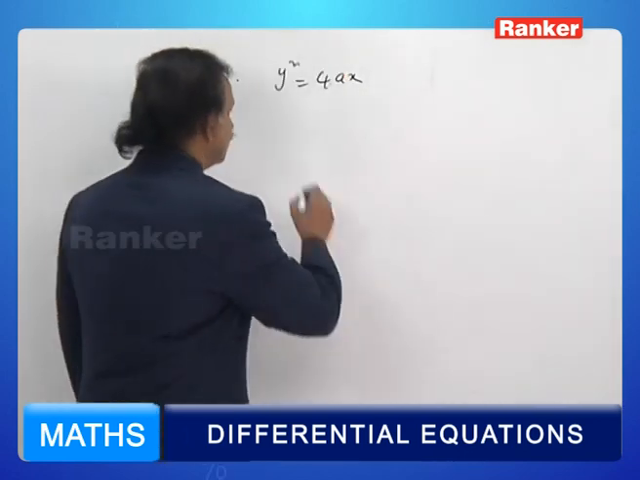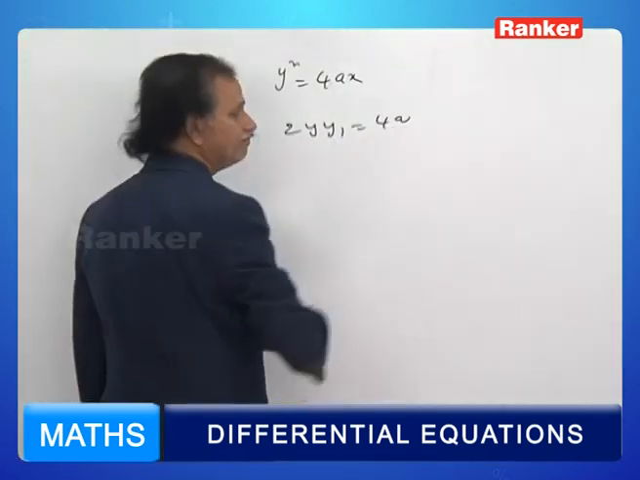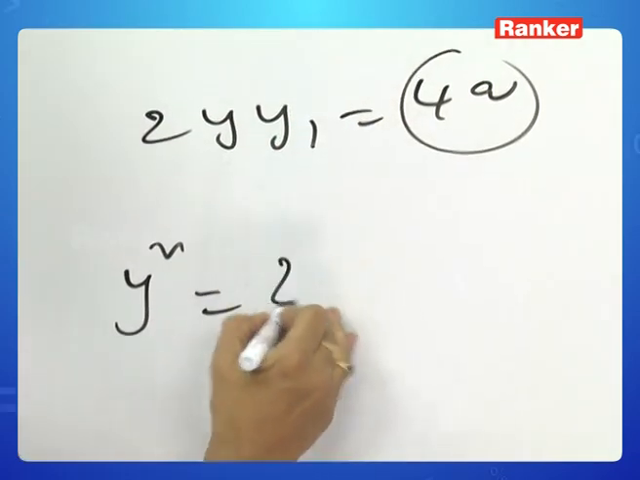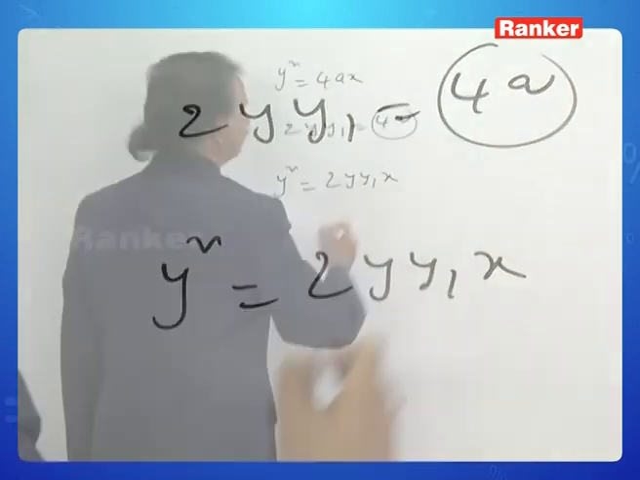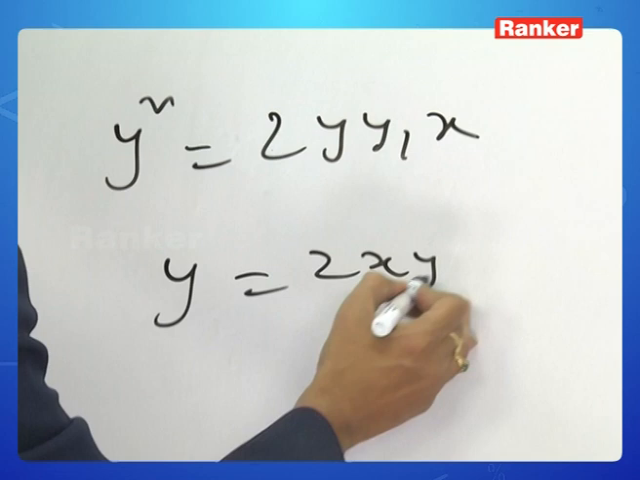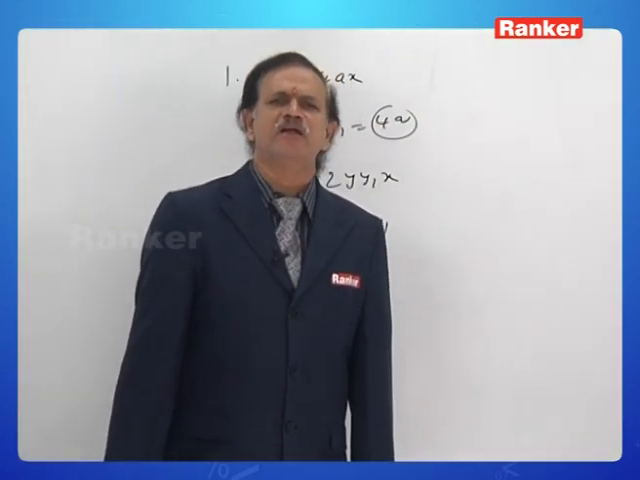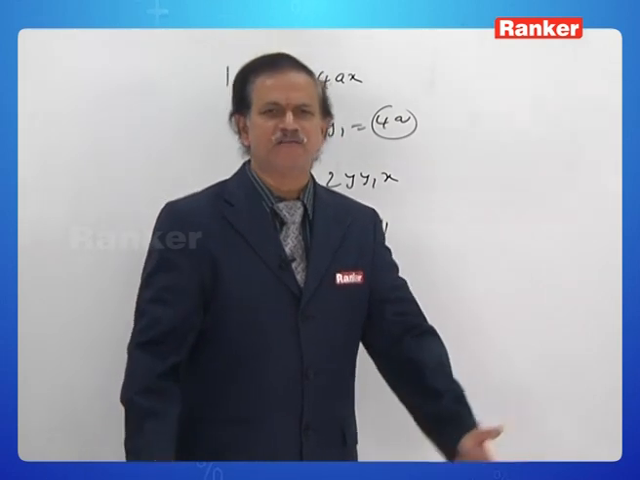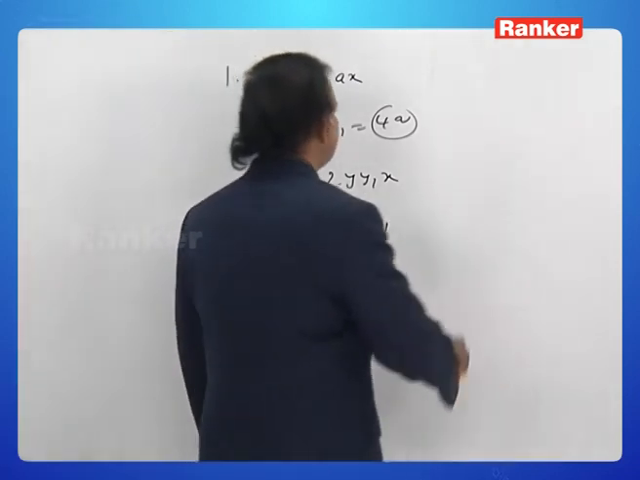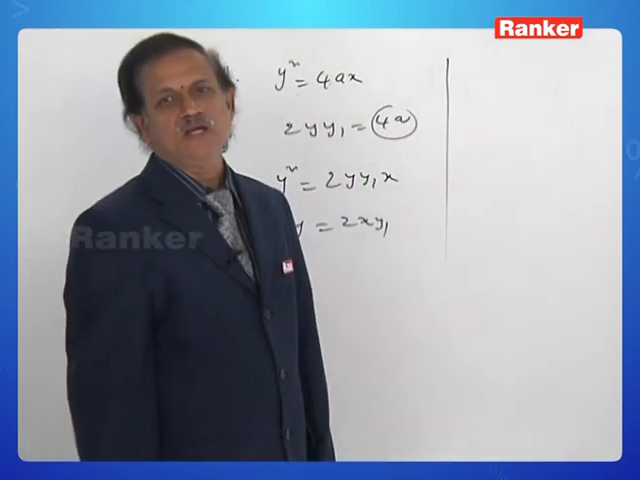Come on friend. 2yy1 is equal to 4a. Therefore y square is equal to, in the place of 4a you can write 2yy1. And you can cancel y also. y is equal to 2xy1 is the differential equation. You need not remember, my dear friend. It is very simple. On the spot itself we can obtain them. This is the parabola y square is equal to 4ax with vertex at origin and with axis as x-axis.